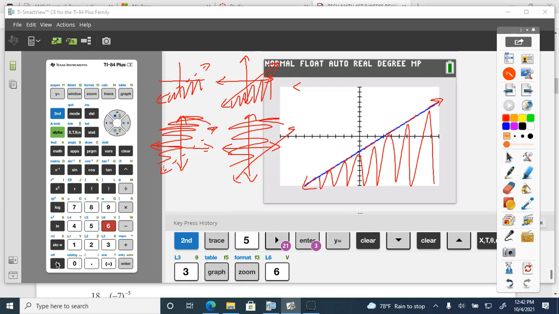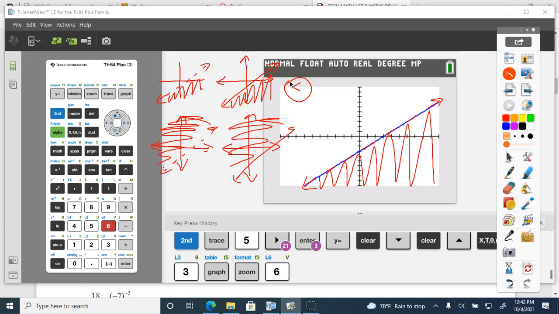Everybody with me? Okay? So again, if there's a line under your inequality, it's a solid line. If there's no line under your inequality, it's a dotted line. Everybody with me? Less than means shade what? Down. Greater than means shade above. Okay?